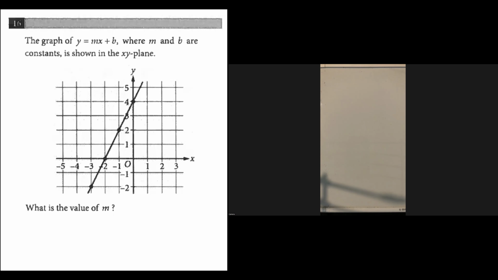Okay, so for question 16, we're given y equals mx plus b, which basically is just the equation of a line. And so m represents the slope and b represents the y-intercept. So it asks what is the value of m, which basically means what is the slope. And on this graph, as you move right 1, you move up 2. That means the slope is 2.